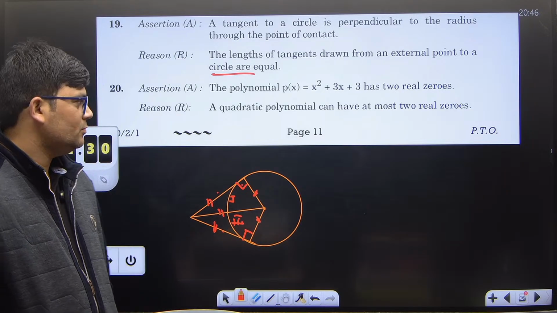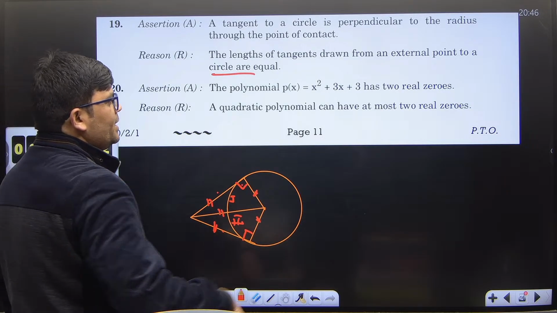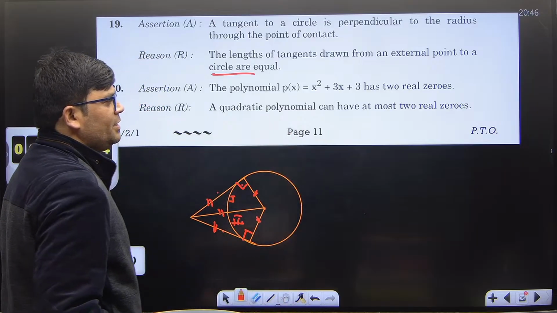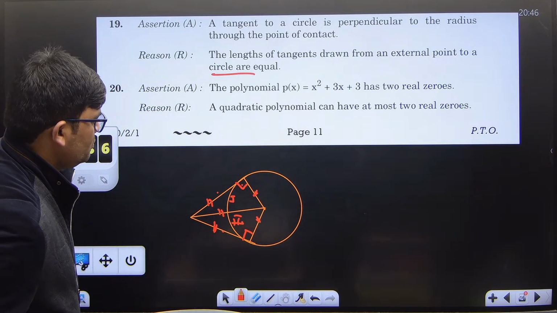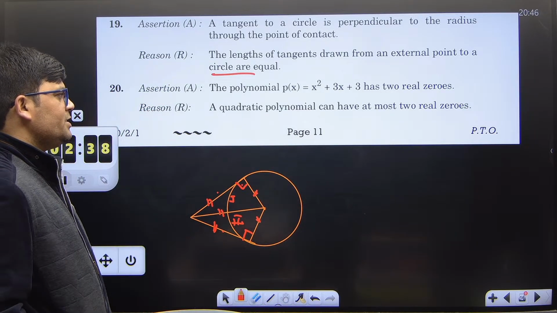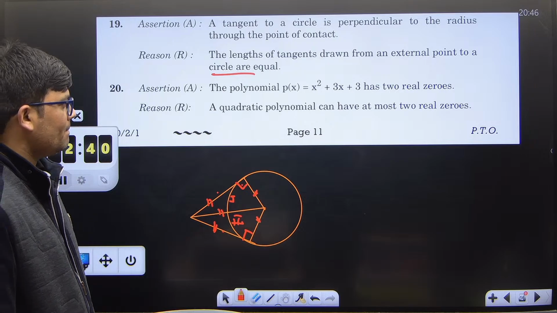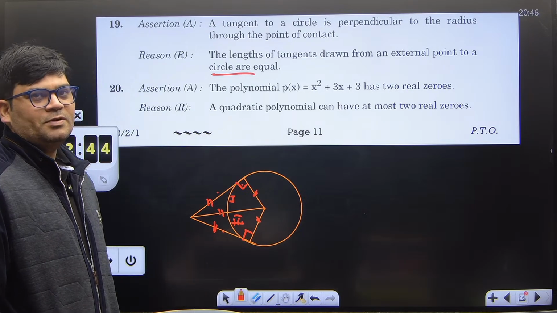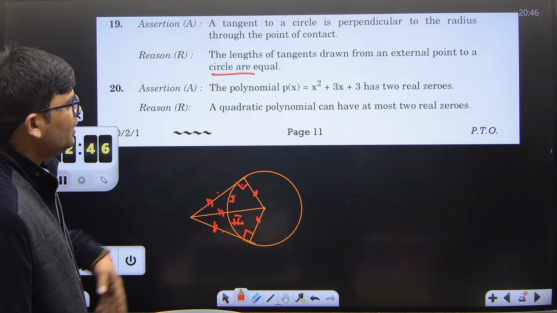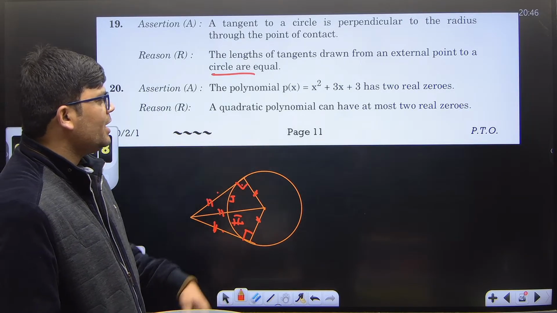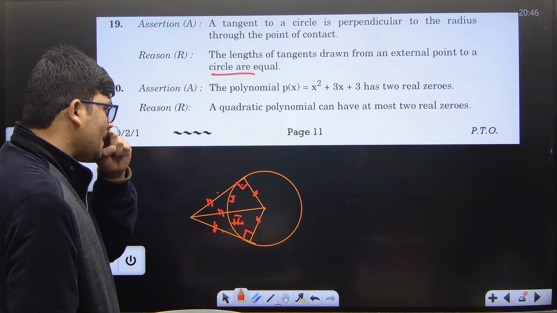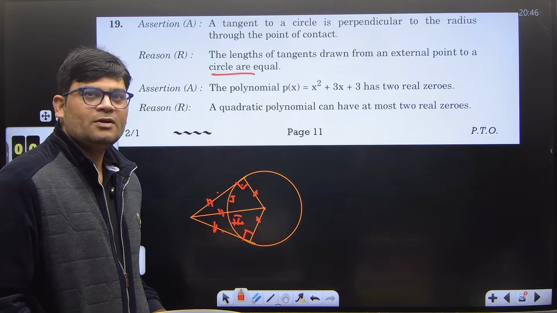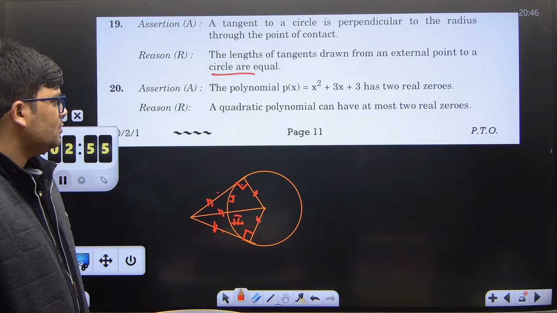Yes, sir. The polynomial p(x) is equal to x square plus 3x plus 3 has two real zeros. Tell me, is this statement true or false? False. Okay, so there is no need to check the other one. If one of the statements is false, no need to check the other one. Let's read it. A quadratic polynomial can have at most two real zeros. Is it true? Anjana, what do you say? Reason?